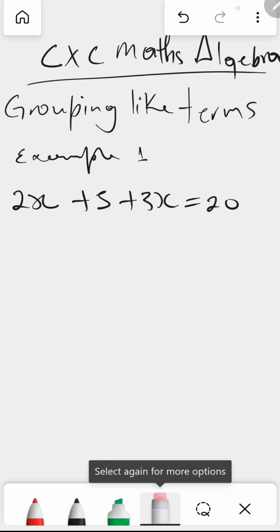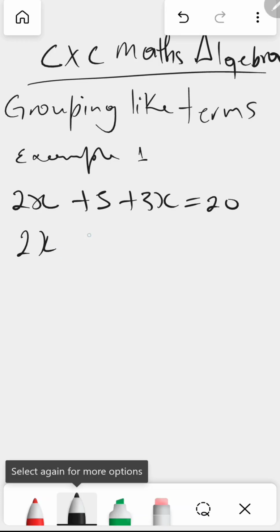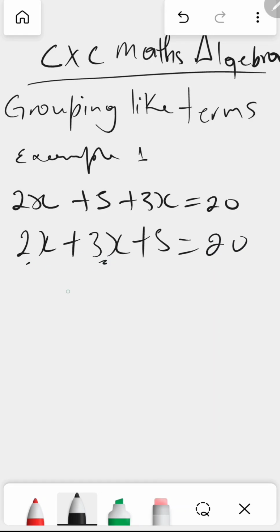So let's begin. Here on our screen, we have our first example, which is 2x plus 5 plus 3x is equal to 20. The first thing that we want to do is to collect like terms, to group the like terms. So we have 2x plus 3x plus 5 equal to 20. And 2x plus 3x is going to give you 5x plus 5 equal 20.